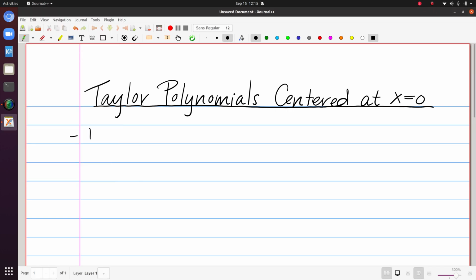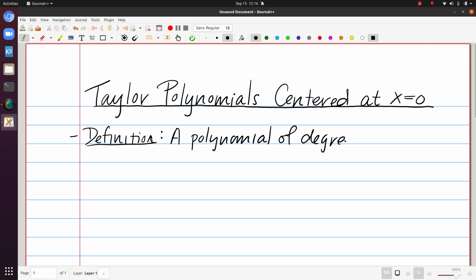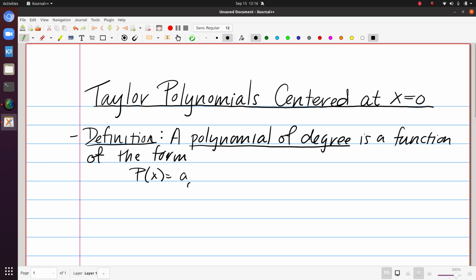Recall the definition of a polynomial. So a polynomial in particular has a degree. So we're going to say a polynomial of degree n. And by this, we mean a function of the form, let me call it p of x, which is equal to a sub 0 plus a sub 1 times x plus a sub 2 times x squared, and so on up to a sub n times x to the n.